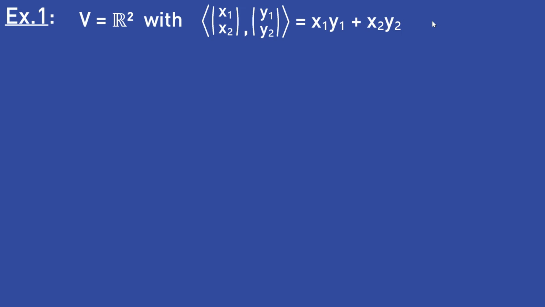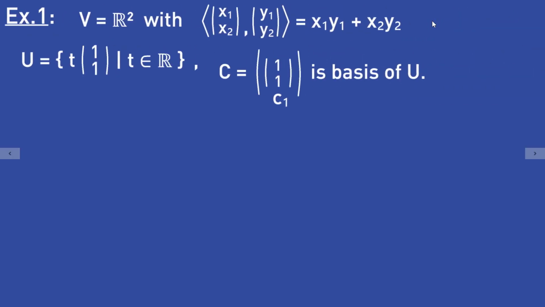We consider the following subspace U of R2. So U is equal to t times the vector (1, 1), where t is a real number. The subspace U describes a line. A basis C of that line is the vector (1, 1), which we call c1. So this here is a basis of the linear subspace U.